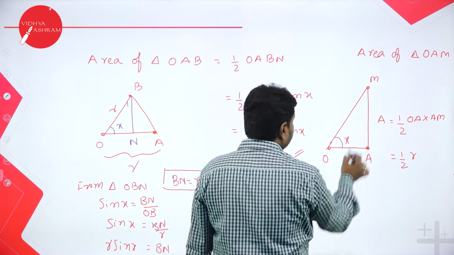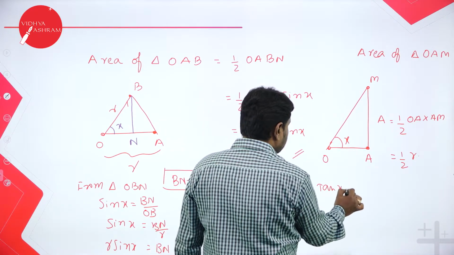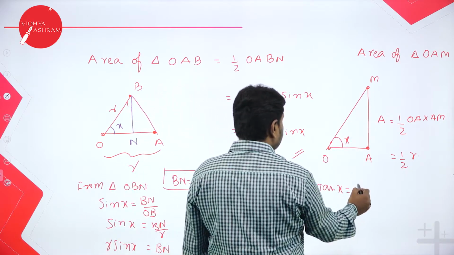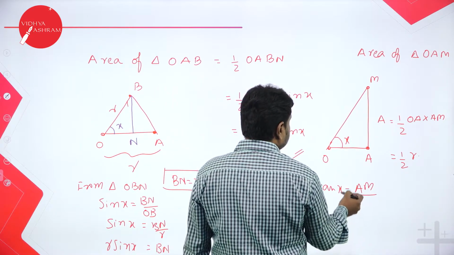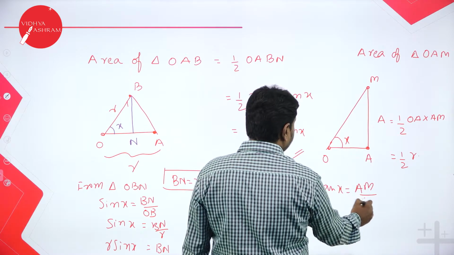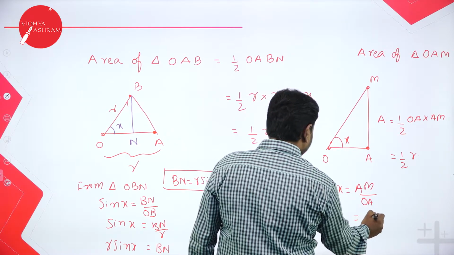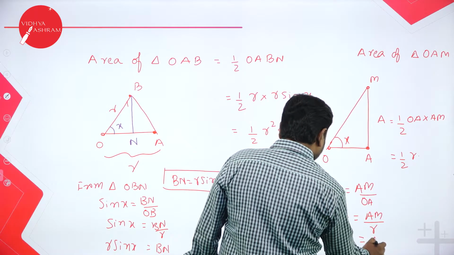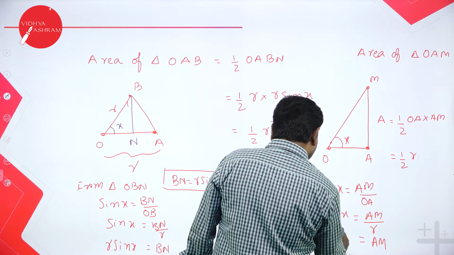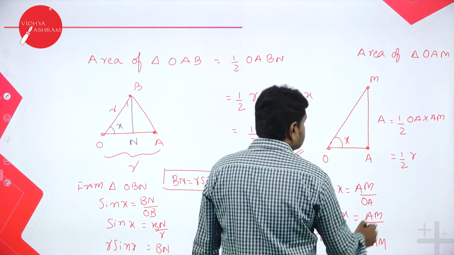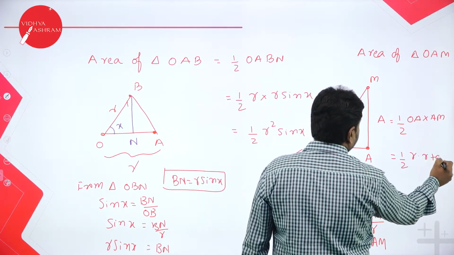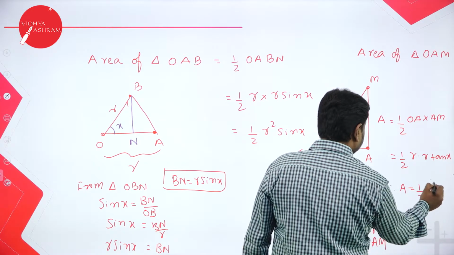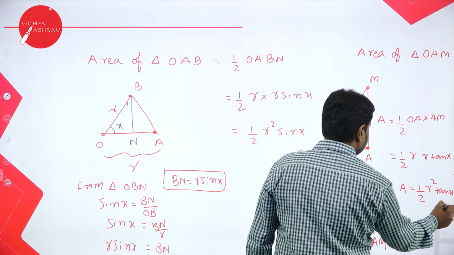From the same triangle, if I take tan X, what is tan? Dear student, tan means opposite by adjacent. For X, opposite is AM and adjacent is OA. OA means radius. AM by radius is tan X, and you can get AM. What is AM? AM is R tan X. So now in place of AM, you can write R tan X. So therefore you got the area. Area is half R square tan X.